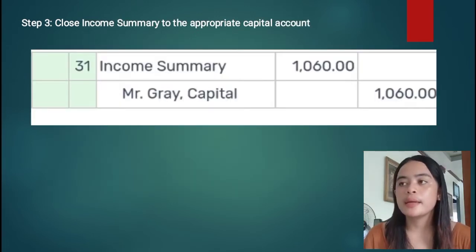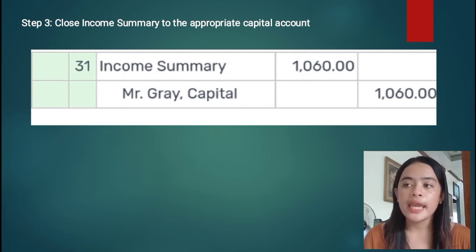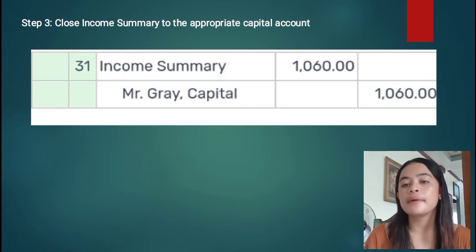Step 3. Close income summary to the appropriate capital account. For this step, we need to get the balance of the income summary account. In step 1, we credited it for 9,850 and debited it in step 2 for 8,790. It would then have a credit balance of 1,060. Notice that the balance of the income summary account is actually the net income for the period. Remember that net income is equal to all income minus all expenses. The income summary balance is ultimately closed to the capital account. December 31, income summary is 1,060 and Mr. Gray capital is 1,060.